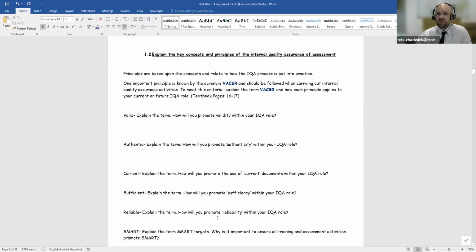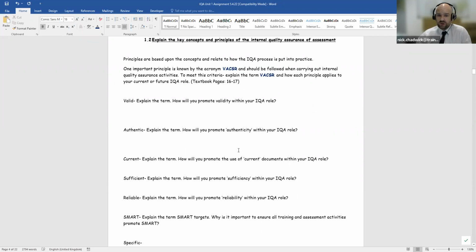Now, just moving on to the principles of an IQA. So this is still criteria 1.2. We're moving on to principles, and more information is on pages 16 and 17. So principles are based upon the concepts and relate to how the IQA process is put into practice. One important principle is known by the acronym VACSR and should be followed when carrying out internal quality assurance activities.